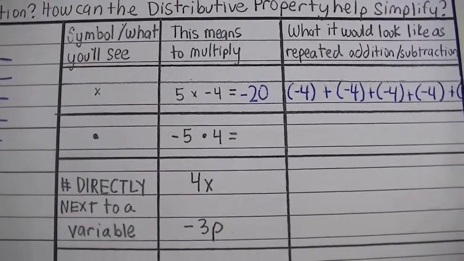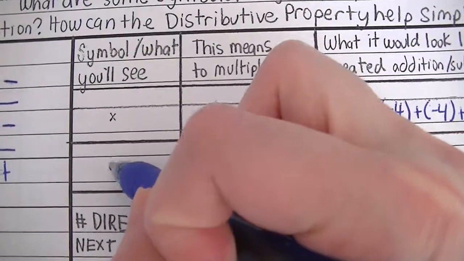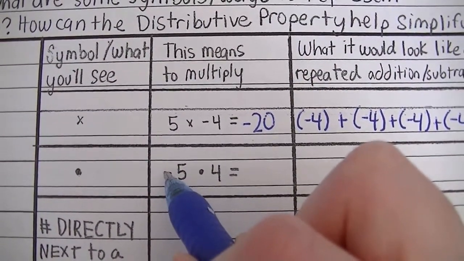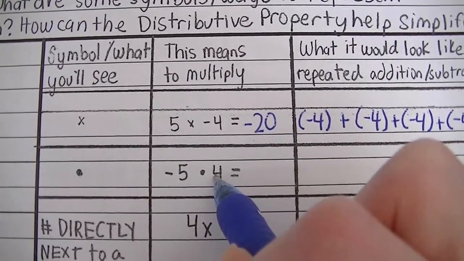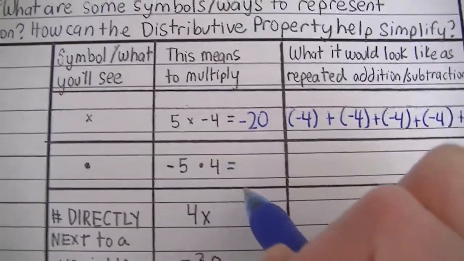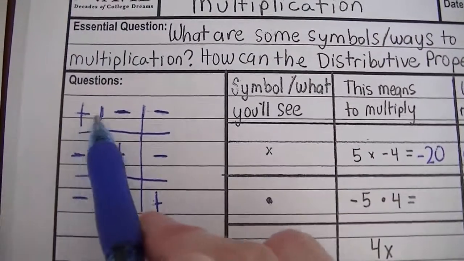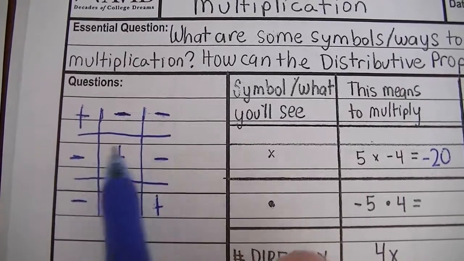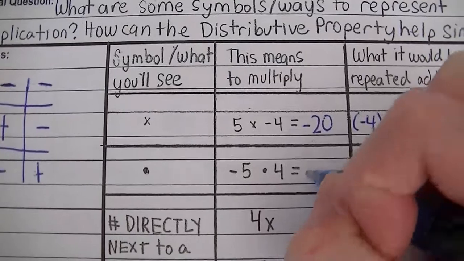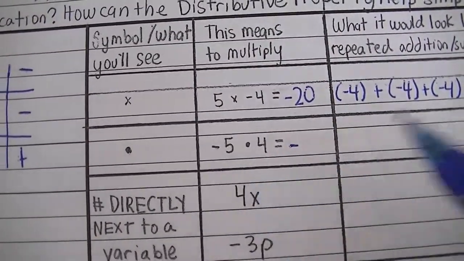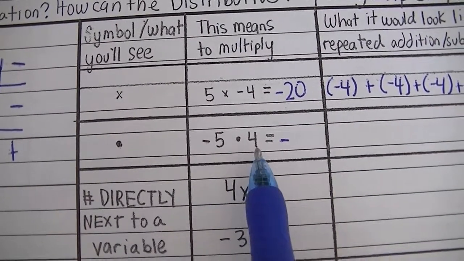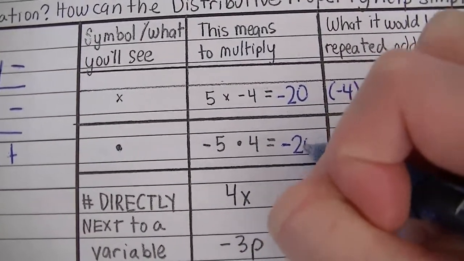Another way that you'll see multiplication represented is with just a dot like that. This time I have the problem negative 5 times 4. A negative times a positive would give you, let's check. Is this a negative times a positive? Nope. This row right here, negative times a positive, will give you a negative product. So I know the answer is going to be negative. A positive 5 times a positive 4 would be a positive 20, but we have a negative 5 times a positive 4, and that's going to give us a negative 20.